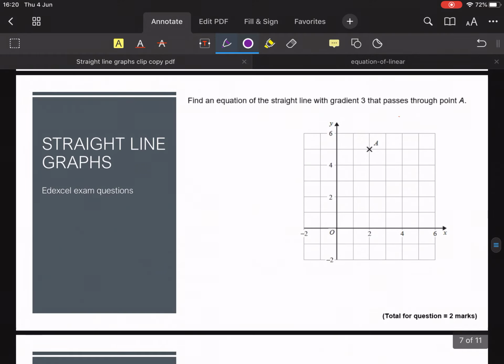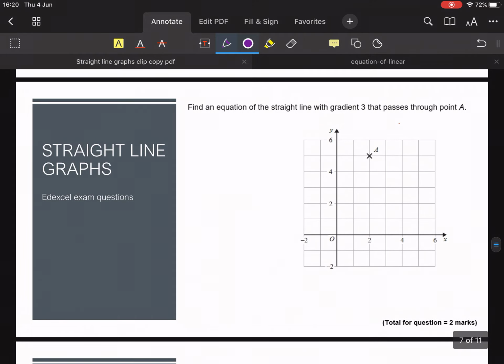Let's have a look at another one. So this is a 2 marker. We want to find the equation of the straight line with a gradient of 3 that passes through point A. So again, we have to refer to the gradient, or m, which is rise over run.